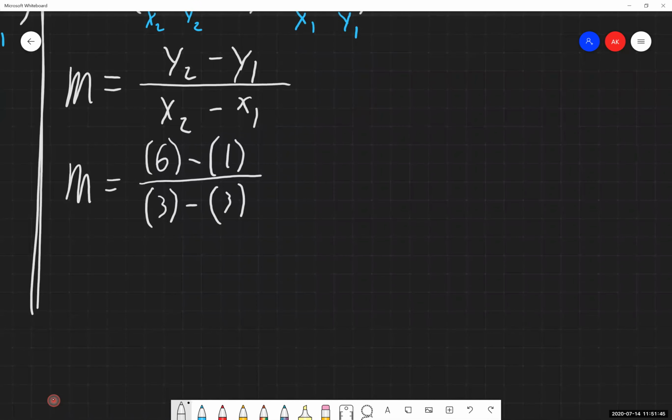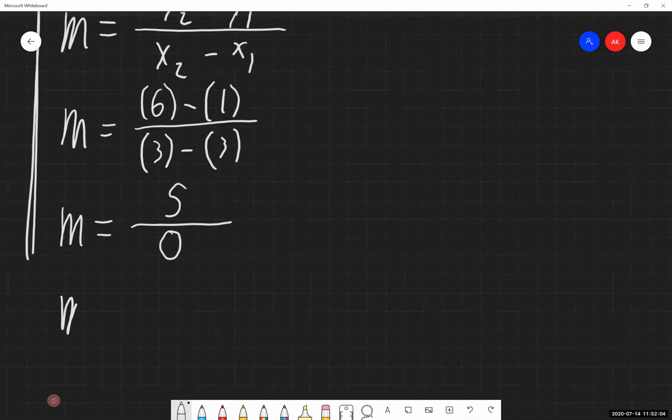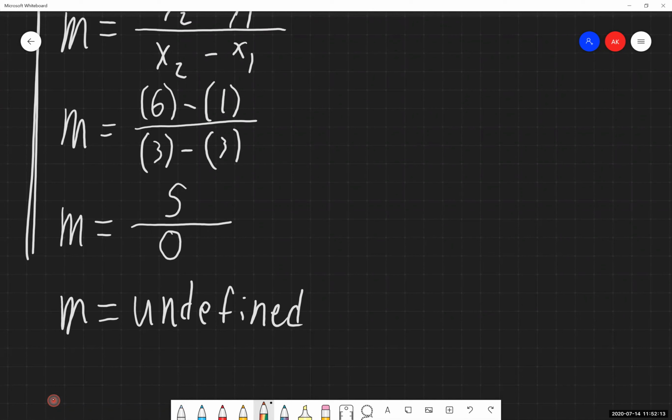So now simplifying this thing down, we're getting 5 over 0, which means because we cannot divide by 0, we do not get a real answer for this. Our slope is undefined. Because we cannot have division by 0 and find an actual numerical answer to it.